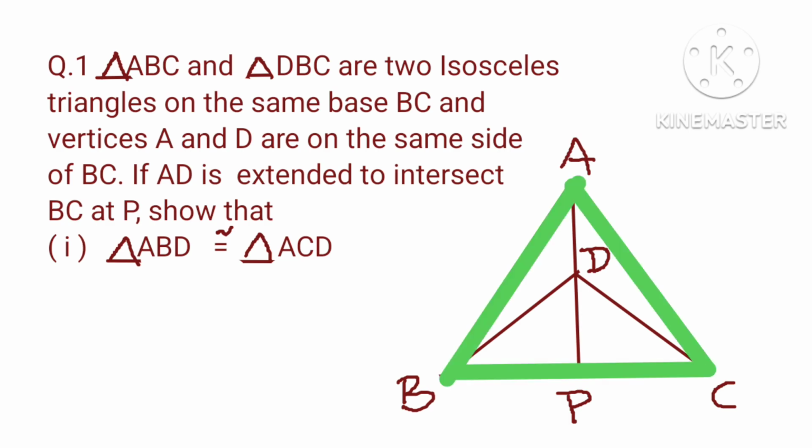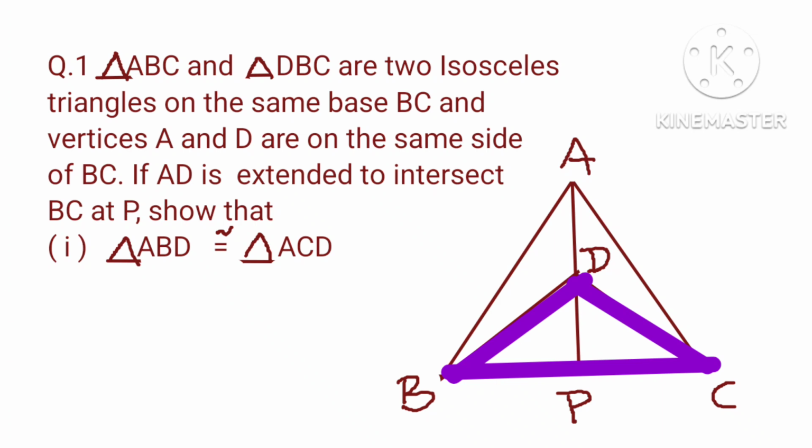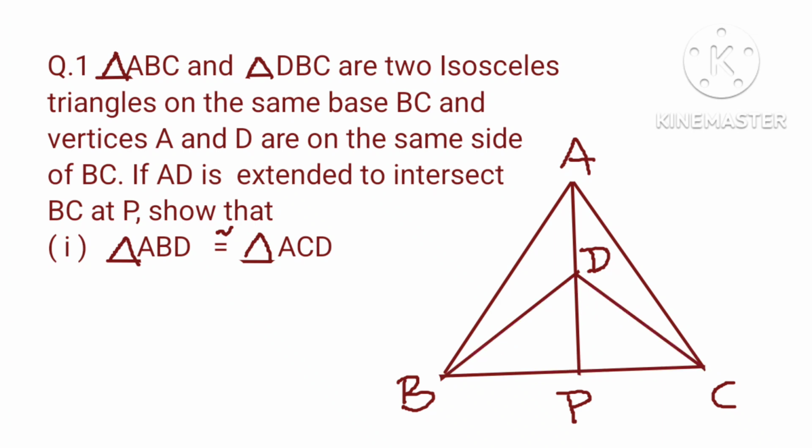Triangle ABC and triangle DBC are two isosceles triangles on the same base BC, and vertices A and D are on the same side of BC. If AD is extended to intersect BC at P, show that 1) triangle ABD and triangle ACD are congruent.